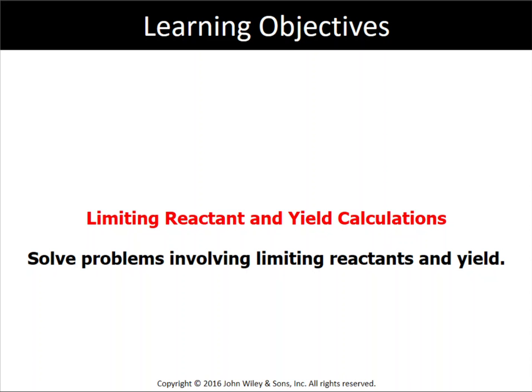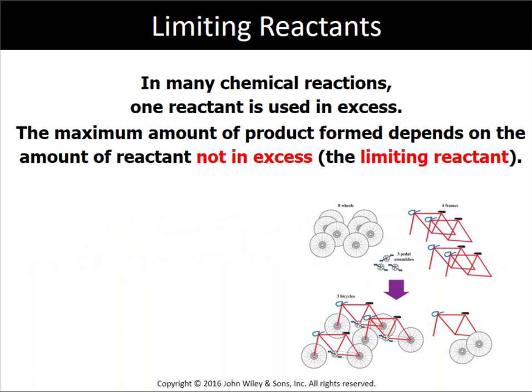So let's look at limiting reactants and percent yield. Limiting reactant deals with situations where, in a chemical reaction, your reactants are not mixed with a proper mole-to-mole ratio. So one or two of the reactants can be in excess.